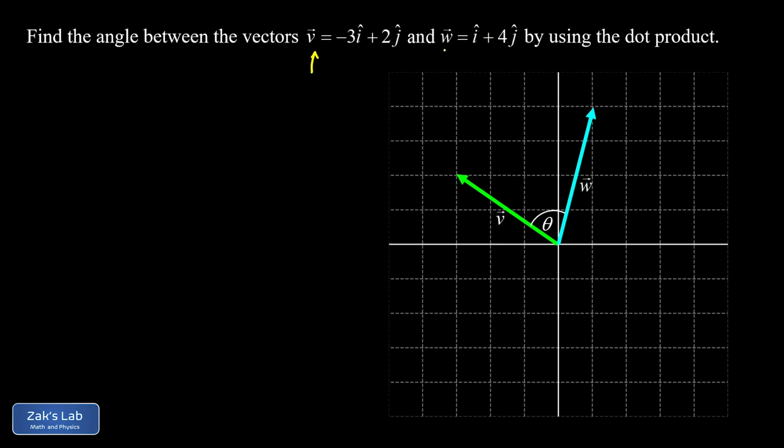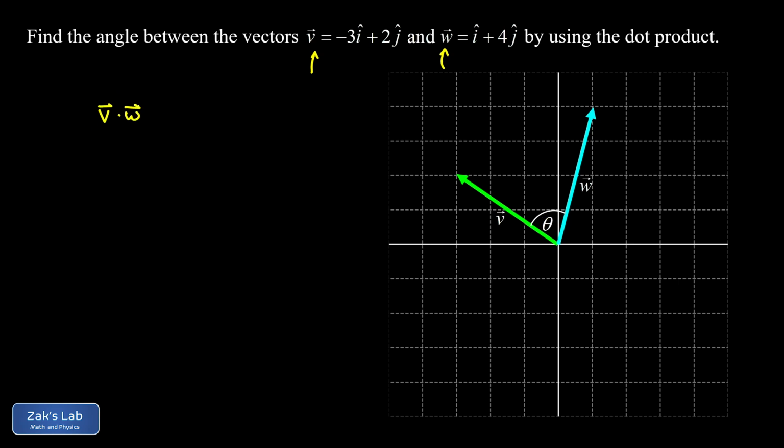Our second vector is w, and that's given as i hat plus 4j hat. So we go 1 step to the right, 4 steps up, and we've got our vector w. Now we have some angle between them that looks somewhat less than 90 degrees, and we're trying to nail down exactly what that is.